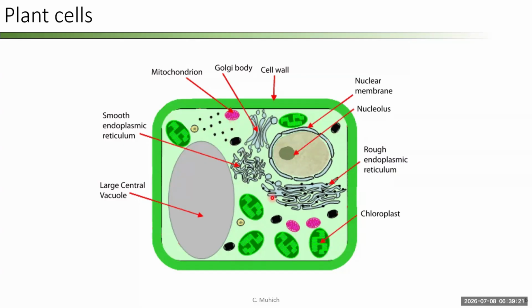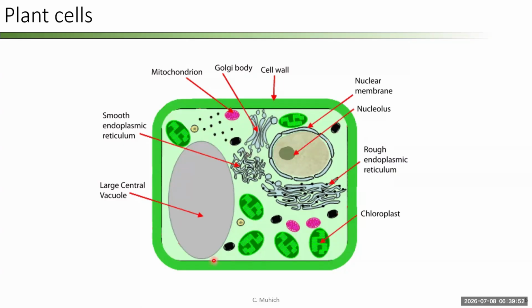You have mitochondria, illustrated here as these purple organelles. These are responsible for sort of the backwards reaction, converting sugars into the usable form in the cell, which is ATP. You have Golgi bodies and smooth and rough endoplasmic reticulums. These are responsible for construction and repairs of proteins and enzymes.